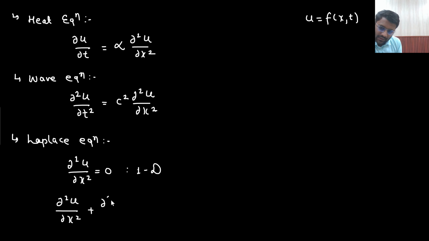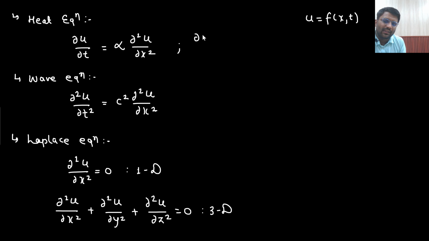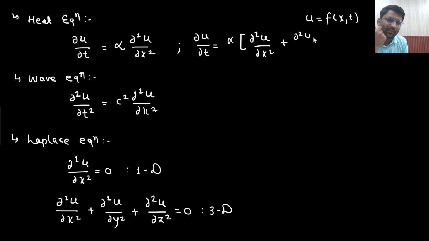And in 3 dimension, if I need to write down, so del square u by del x square plus del square u by del y square plus del square u by del z square equals to 0 in 3 dimension. Sir, time will have only 1 dimension, but the space can have 3 dimension. So del square u by del x square plus del square u by del y square plus del square u by del z square. Right?